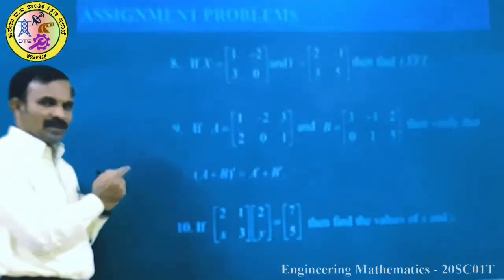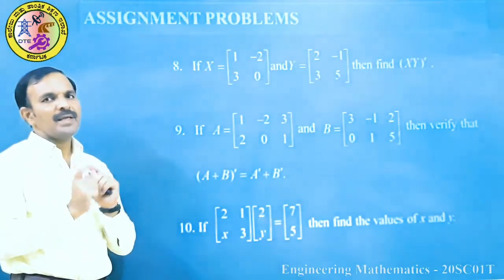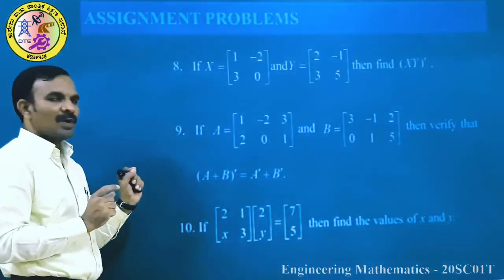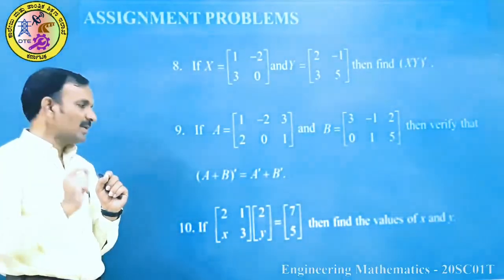Find out LHS equation 1, and RHS equation 2. Both values will be equal. Then what you are going to get is (A plus B) whole dash equal to A dash plus B dash.